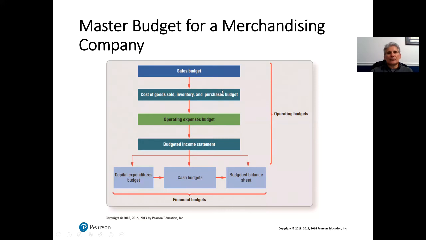So this is kind of a picture of what a merchandising budget would look like, where you have a sales, cost of goods sold, inventory and purchase budget, operating expense budget, budgeted income statement, and then the same that we have for both the manufacturer and a service company, the financial budgets.